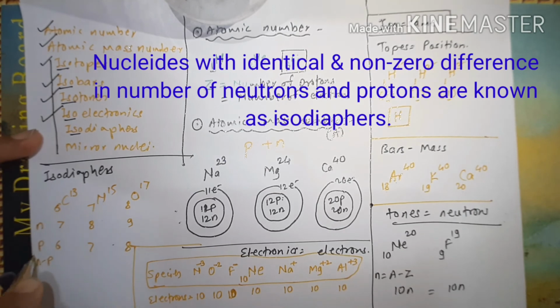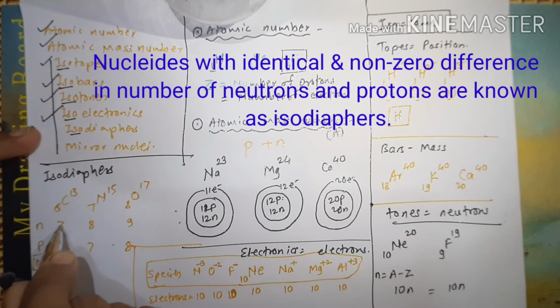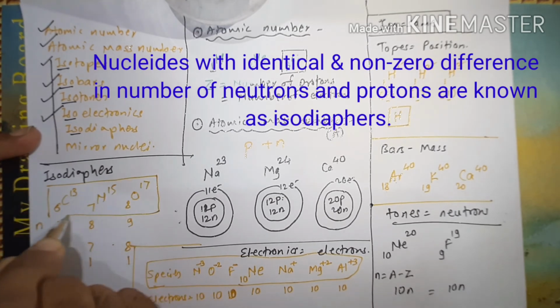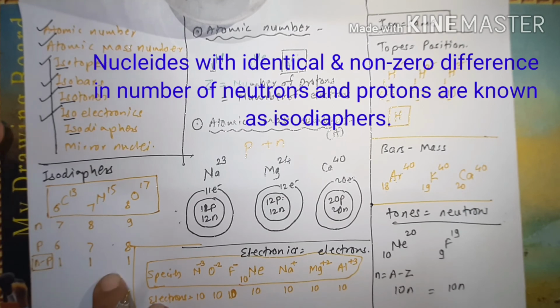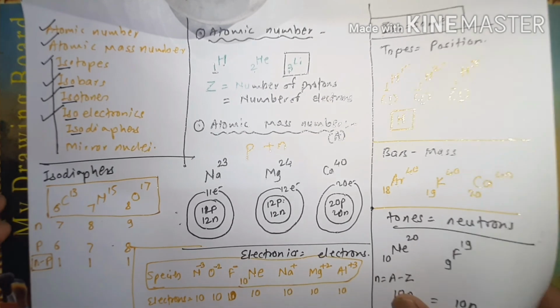Now the main thing: which species do we call isodiaphers? Those having an identical n minus p difference, which is non-zero. The neutron and proton difference is identical and non-zero. Here the neutron and proton difference: 7 minus 6, it's 1; 8 minus 7, 1; 9 minus 8, 1. As in these three species the difference between the number of neutrons and protons is identical, we call them isodiaphers.